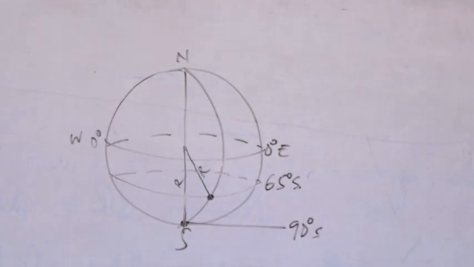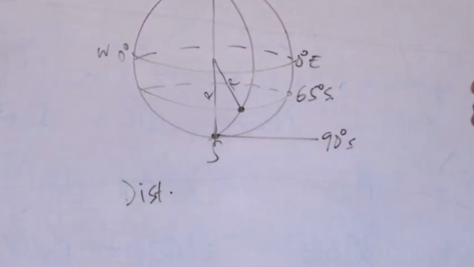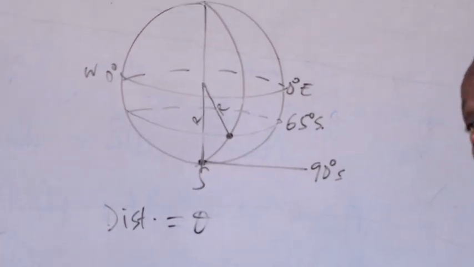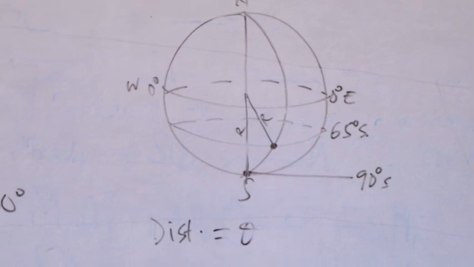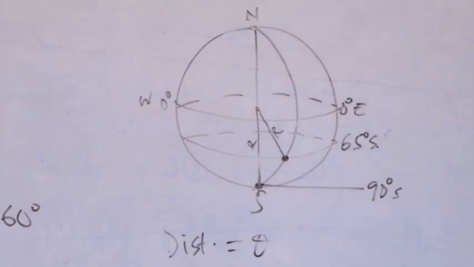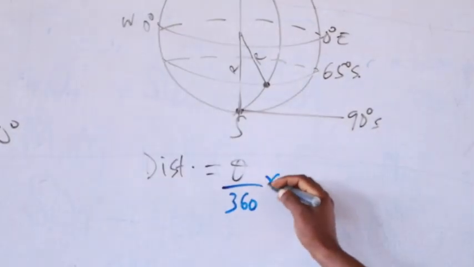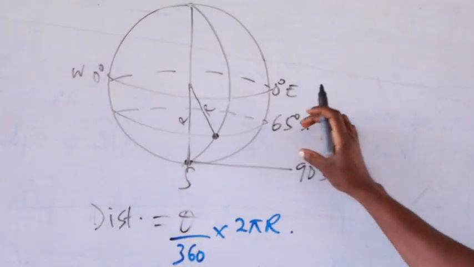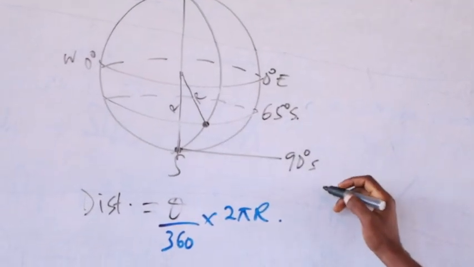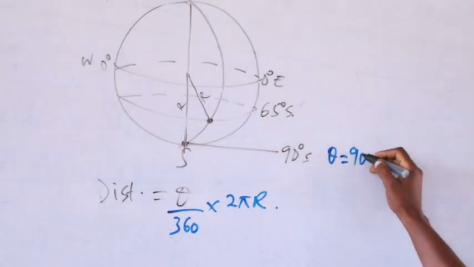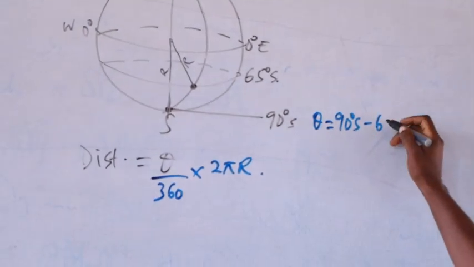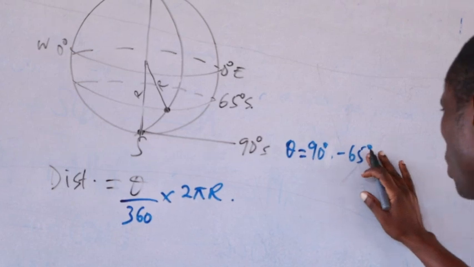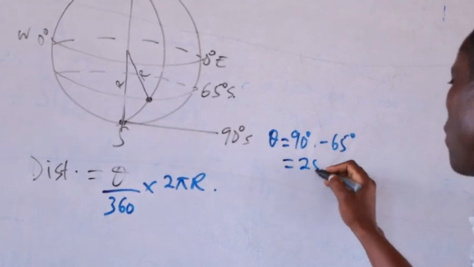Now, to find the distance, distance is equal to theta over 360 times 2 pi R. Now the angular difference is 90 minus 65. Let me write it here. Theta equals 90 degrees south minus 65 degrees south. There's no need to put the poles there. And that is 25 degrees.